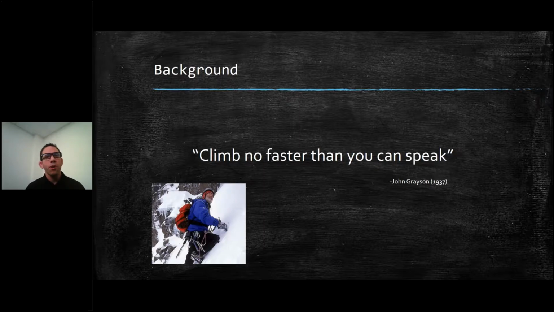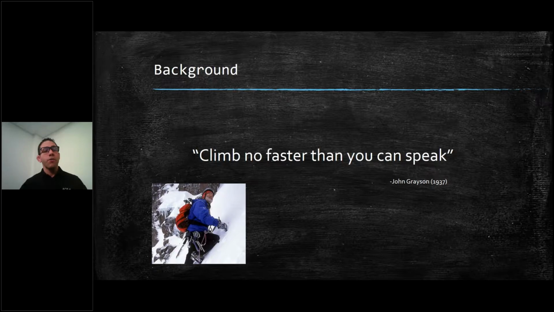To give some background on the talk test, some of you may already be familiar with it, but it goes back to 1937 with a Dr. John Grayson, who would give this advice to mountaineers that would be climbing. Essentially what he would tell them is to climb no faster than you can speak. That recommendation is related to the talk test. So the talk test wasn't necessarily used or invented back then.